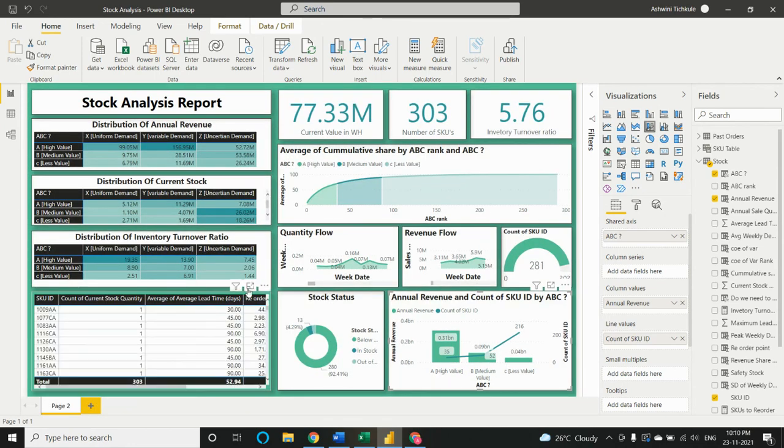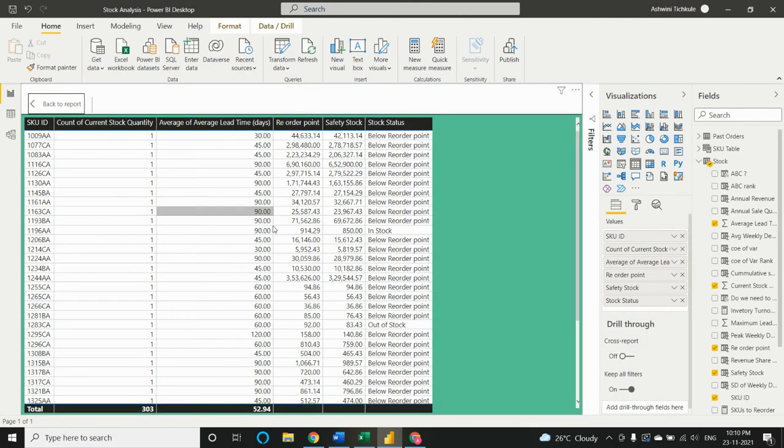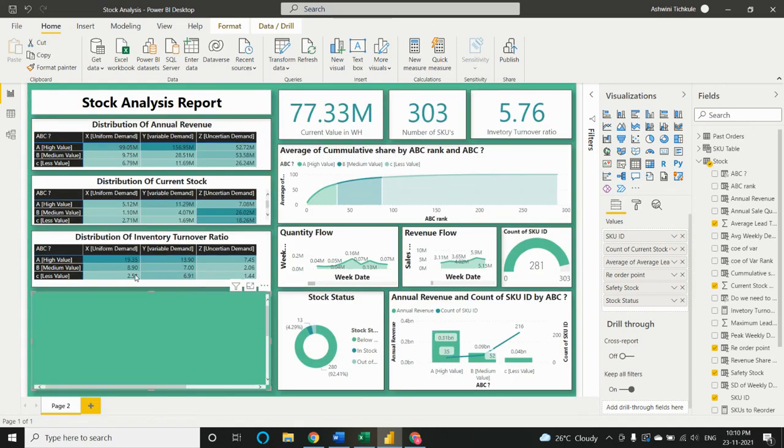Next one is the table. Here we can get the detailed information about SKU IDs, count of current stock quantity, average of lead time, reorder points, safety stock, and the stock status for the SKU IDs. Okay. Back to the report.